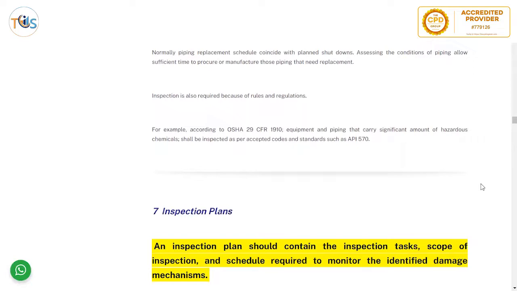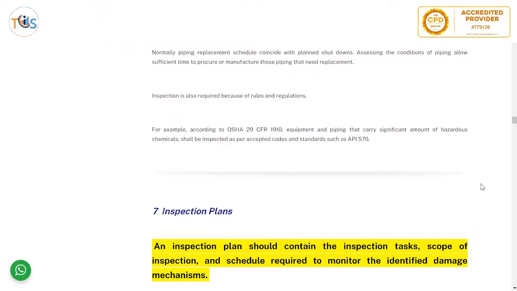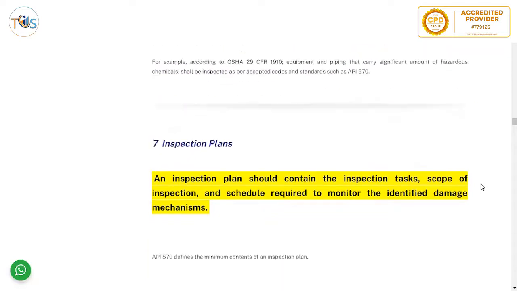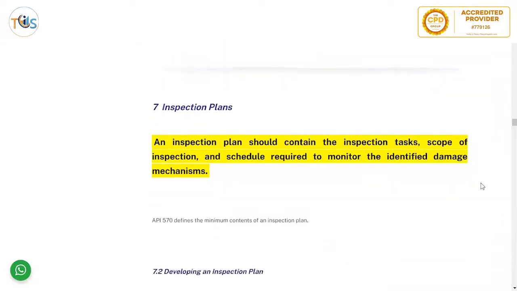Assessing the condition of piping allows sufficient time to procure or manufacture those piping that need replacement. Inspection is also required because of rules and regulations. For example, according to OSHA 1910, equipment and piping that carries a significant amount of hazardous chemical shall be inspected as per accepted codes and standards such as API 570 for piping.